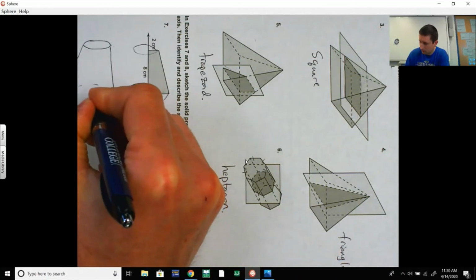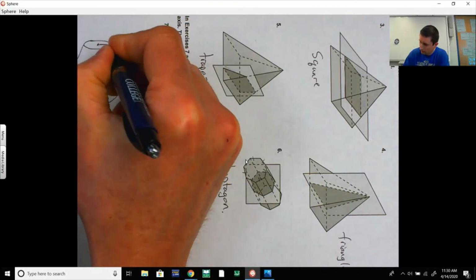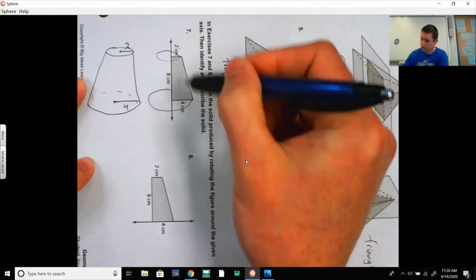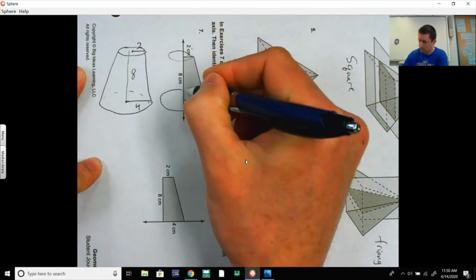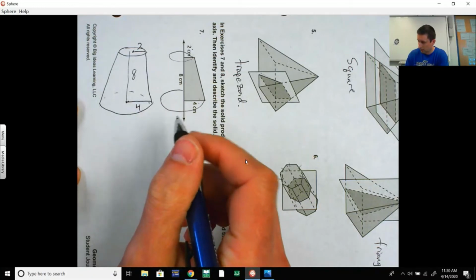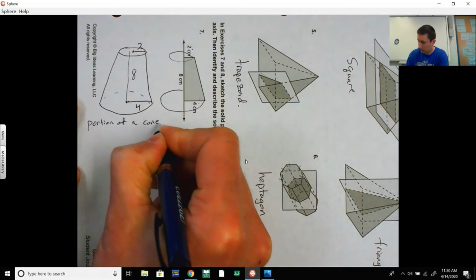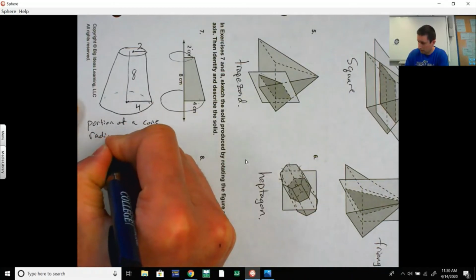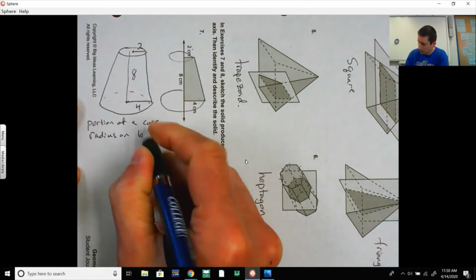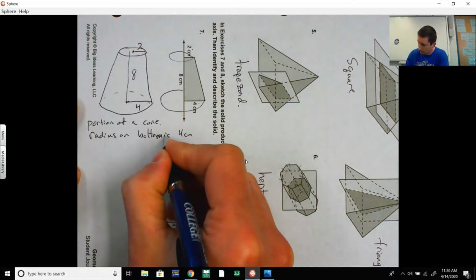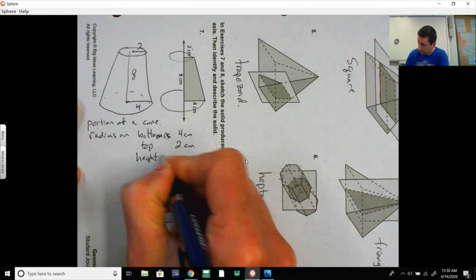The radius down here would be 4. The radius up here would be 2, because there's the 2. There's the 4. And the height would be 8. So it looks like we have a portion of a cone, kind of how we can describe that. The radius on bottom is 4 centimeters. The radius on top is 2 centimeters. And our height is 8 centimeters.